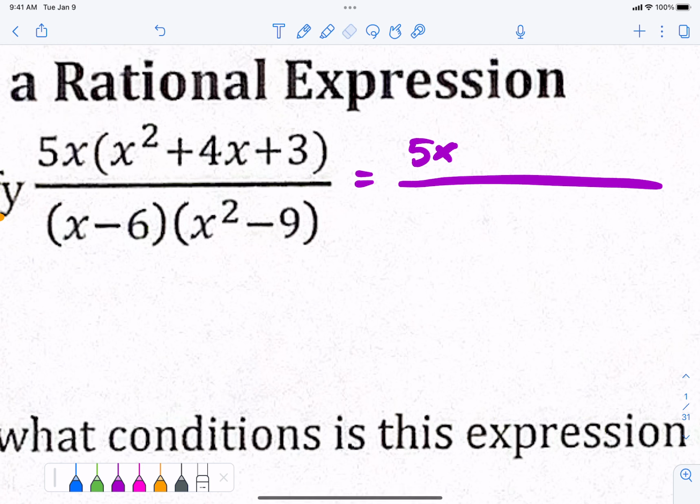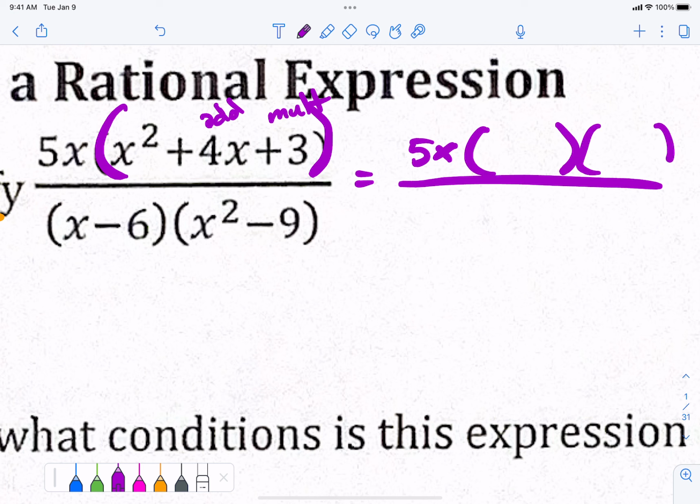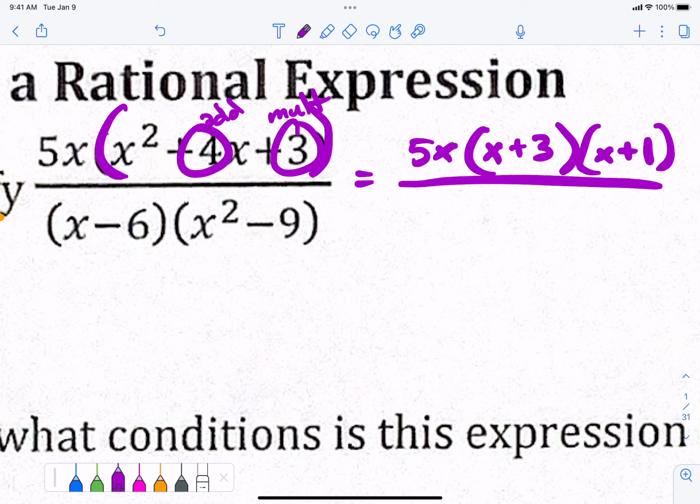Now this one right here, so let's move on to the next chunk. This thing is a simple trinomial, right? What can you multiply to get 3, but when you add them, give you 4? 3 and 1. So x plus 3, x plus 1. 3 times 1 is 3, and 3 plus 1 is 4. That'll work. Okay. My top is done. Are we doing okay so far? The bottom, x minus 6. What can you do with that?